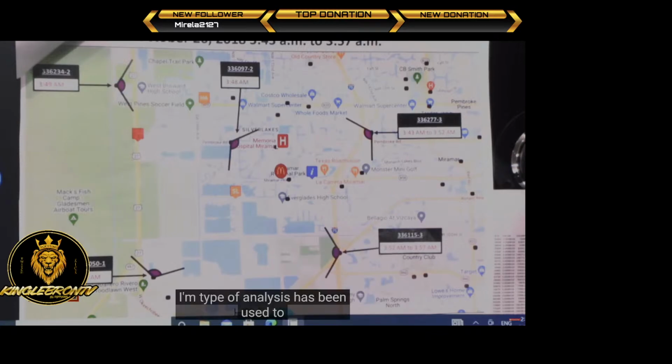Has this type of analysis been used to solve crimes? Yes. Has it been used to locate missing persons? Yes. Judge, I'm going to object because this line of questioning is outside of my cross-examination. Overruled. In terms of the data that you rely on, has it been validated in your personal experience and training? Yes.